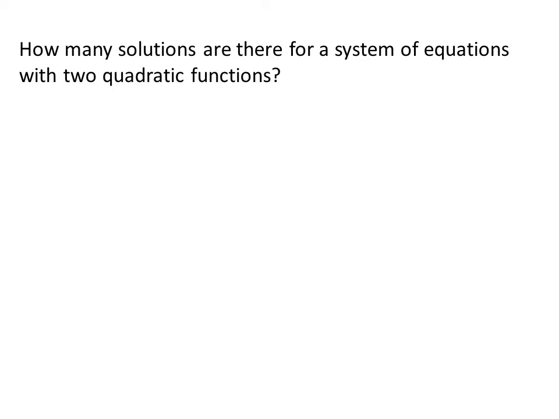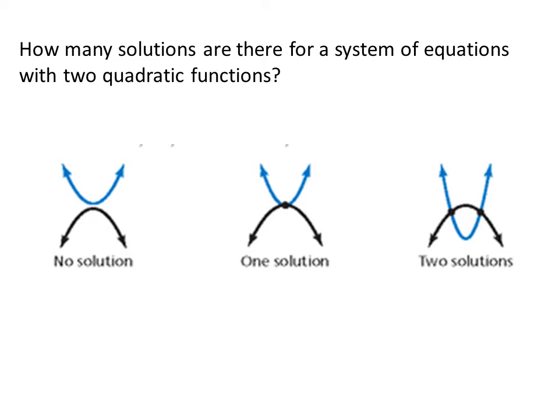How many solutions would there be for a system of equations when I have two quadratic functions? Well, once again, they could not cross at all, and I would have no solution. The two parabolas could be tangent to each other, which means I would only have one solution. Or they could cross like this one here, and I would have two solutions.